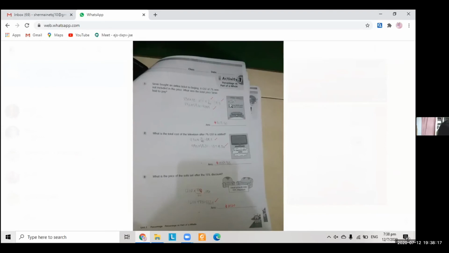Let's look at your second question. Explain to me what the second question is all about. The second question is about the total cost of the television after 7% of GST added. Okay. So what do you do first?